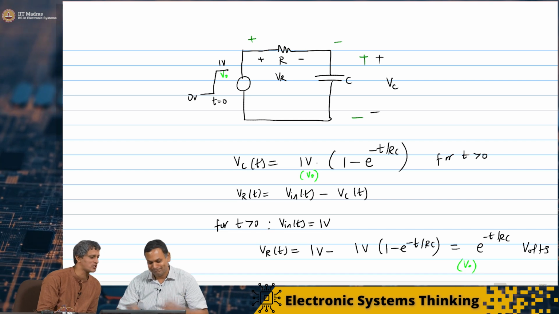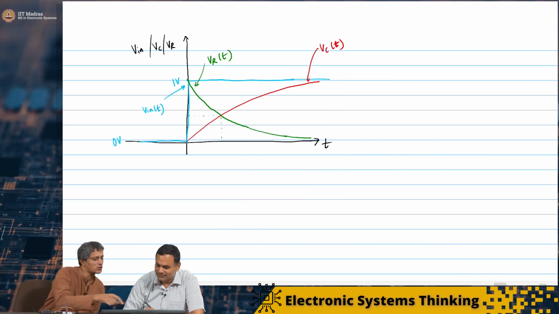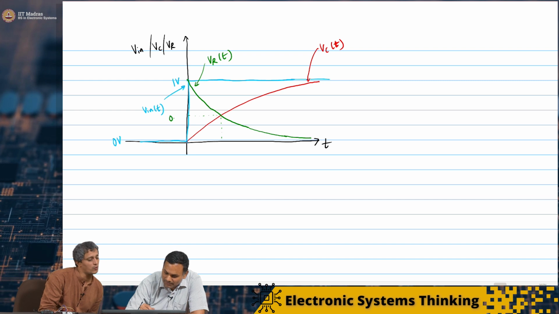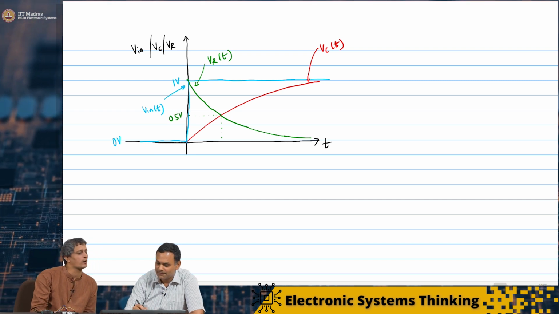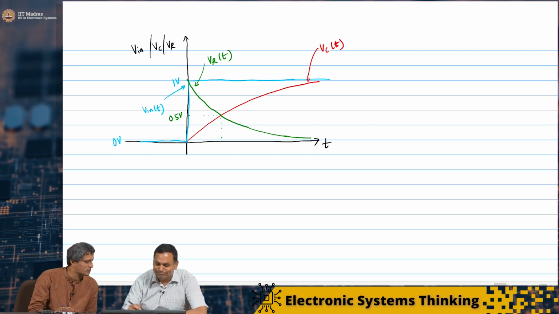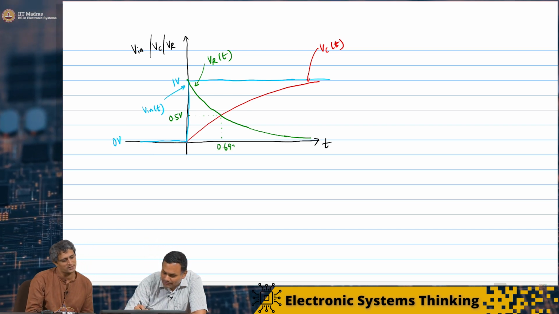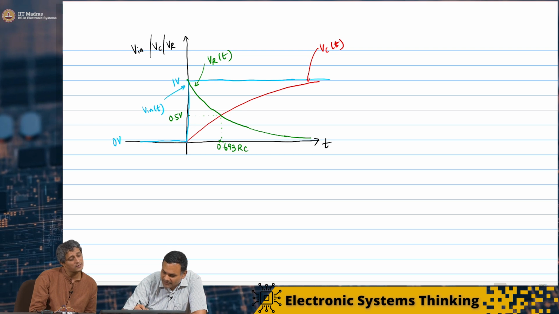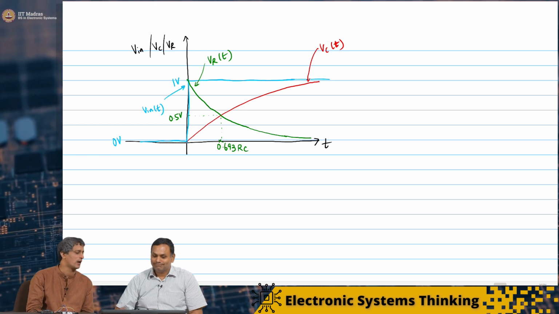Half a volt, right? So just go back there. And so this is half a volt on the y-axis. And therefore, the x-axis has to be the number we derived earlier, 0.693 times the time constant, RC. That's right. Okay, great.